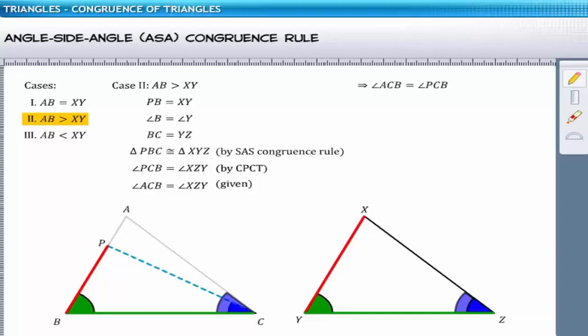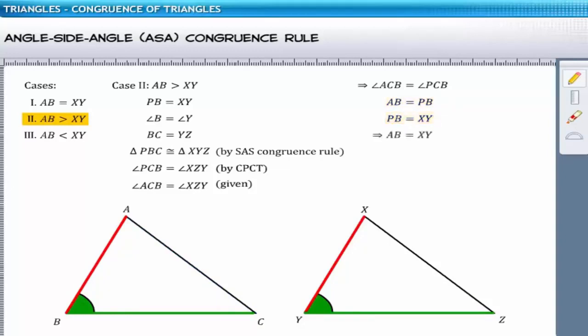This is possible only if P coincides with A. So AB is equal to PB. But we have assumed that PB is equal to XY. This implies that AB is equal to XY. Also, angle B is equal to angle Y, and BC is equal to YZ. Therefore, by the SAS congruence rule, triangle ABC is congruent to triangle XYZ.